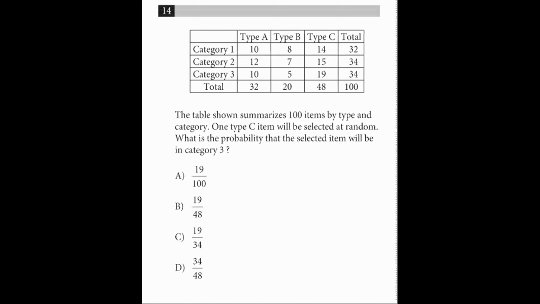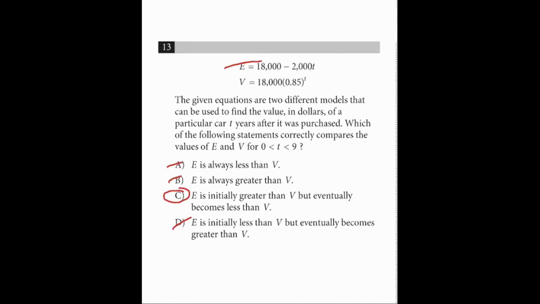Okay, so question 14. We're told one item will be selected at random, so that's a total of 48. What is the probability that it will be in category 3? So category 3 is right here, so that's 19. So 19 out of 48 is answer choice B. Okay, question 15.